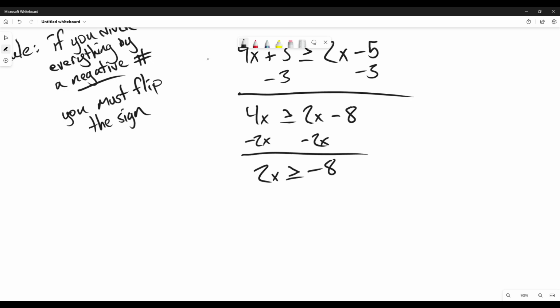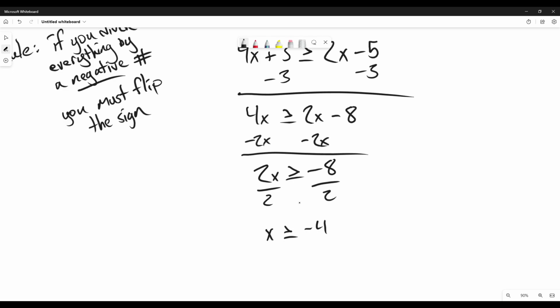And then the last step we have to do here is divide everything by 2 to isolate the x, because you have to remember the goal here is to isolate the x. So we have to divide everything by 2, which is a positive number, so we do not have to flip the sign. So we're at x is greater than or equal to negative 4.